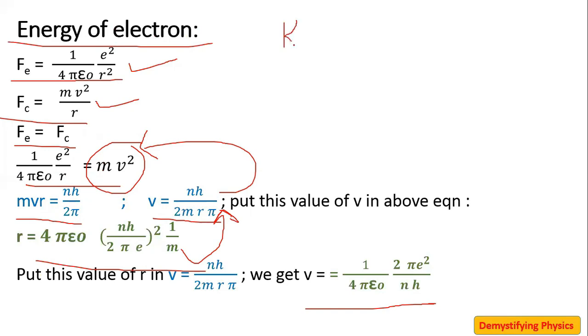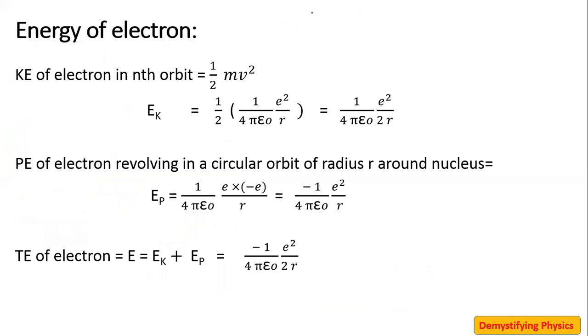First of all, kinetic energy. We know kinetic energy is half mv square. So the value of mv square we got from the easy expression. Mv square, put it here. I put the value from that expression. We have got this. I'm again saying, please pause the video and solve the steps.